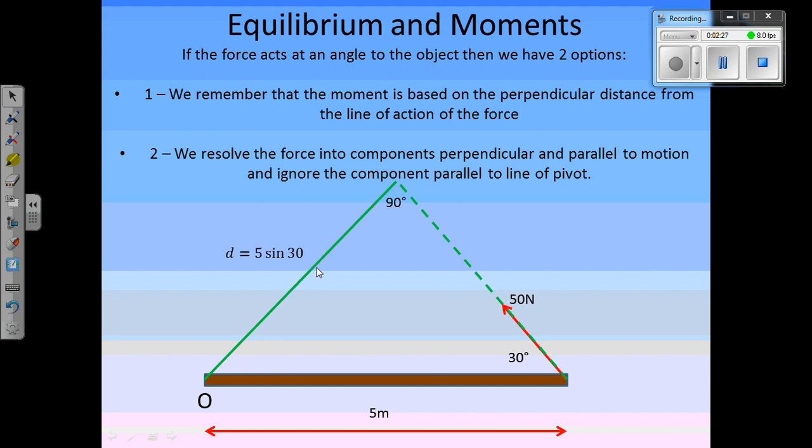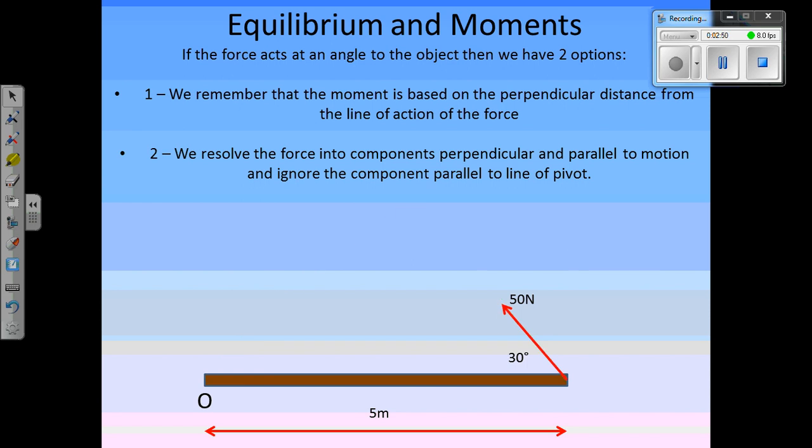So the perpendicular distance to the line of action of this force is 5 sine 30, so the overall moment is 50, the force, multiplied by 5 sine 30, which is 125 Newton meters. That's one way of doing it.